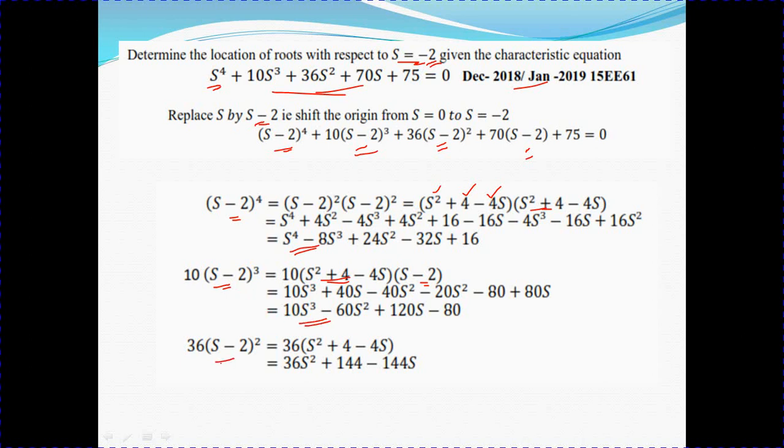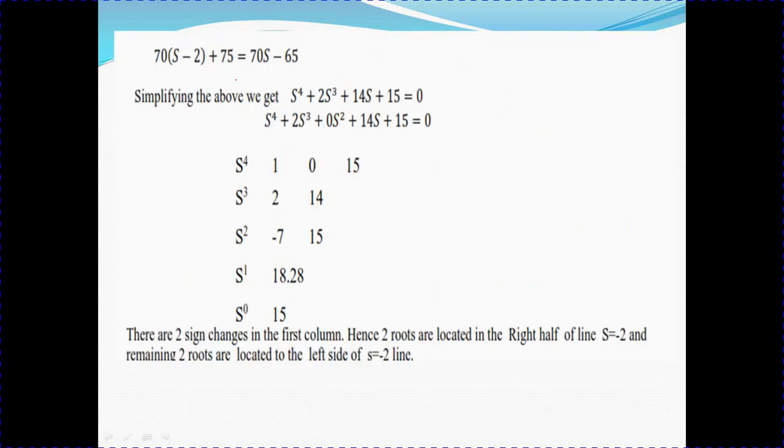Similarly, for the third term, (s minus 2) whole square is there, so that will be s square plus 4 minus 4s multiplied by 36. Simplify it. So this is what you are going to get. We need to segregate the terms related to decreasing powers of s. Now for the last term, that is 70 into (s minus 2) plus 75, this is what you are going to get, 70s minus 65. So now we need to simplify all the terms.